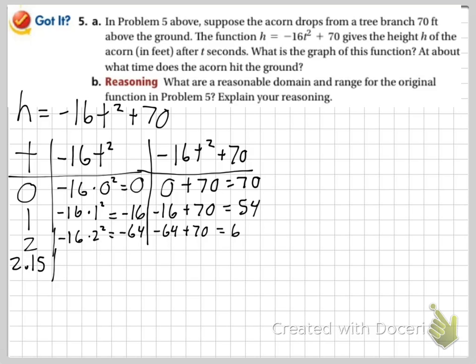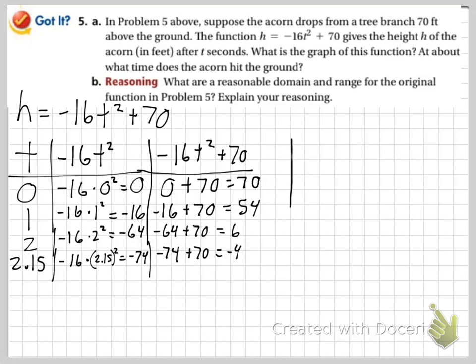2.15? And if this is wrong, oh well, I'll try another one. You're not necessarily going to hit 0 exactly, but we're going to try to get close to it. So 2.15 squared is 4.6225. And if I multiply that by 16, I get negative 74 if I'm going to round. So negative 74 plus 70, that equals negative 4. So sometime between 2 and 2.15, it's going to hit the ground, okay? If you want to try to get closer to 0, go for it. But I'm going to call that good enough, and I'm going to graph it there.